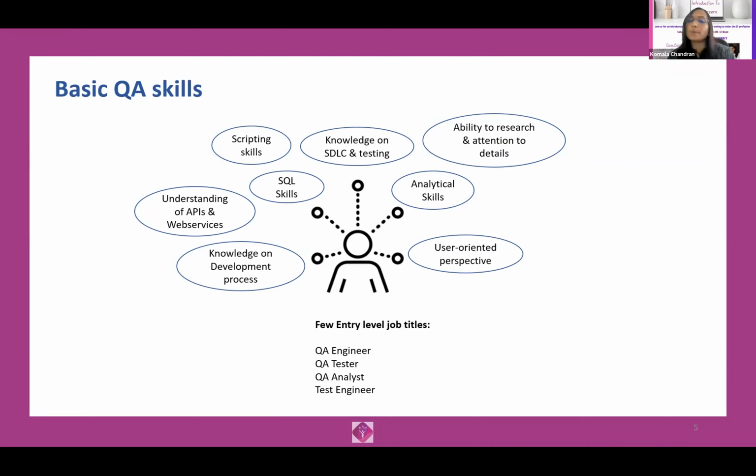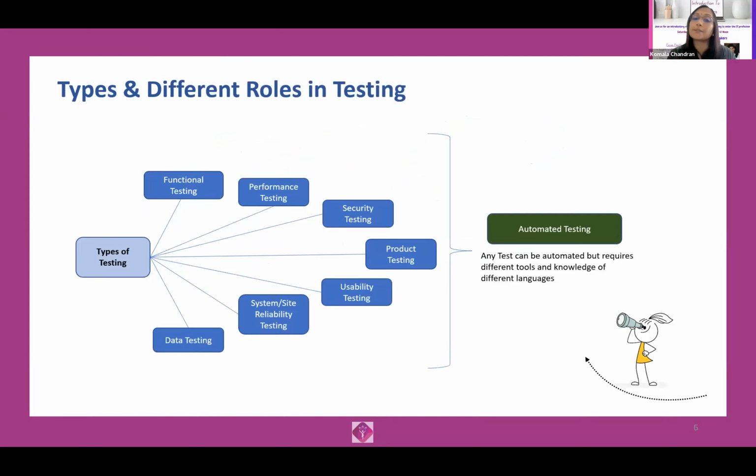And a few of the job titles I've mentioned there are for entry-level jobs. Of course, it's different from one organization to the other, but these are very common. QA engineer, tester, analyst, and test engineer are the few job titles you would want to look at. So this is basic QA, like functional testing or manual testing. I would want to take you through the different types of testing. Of course, there are many more, but I have covered the major ones.